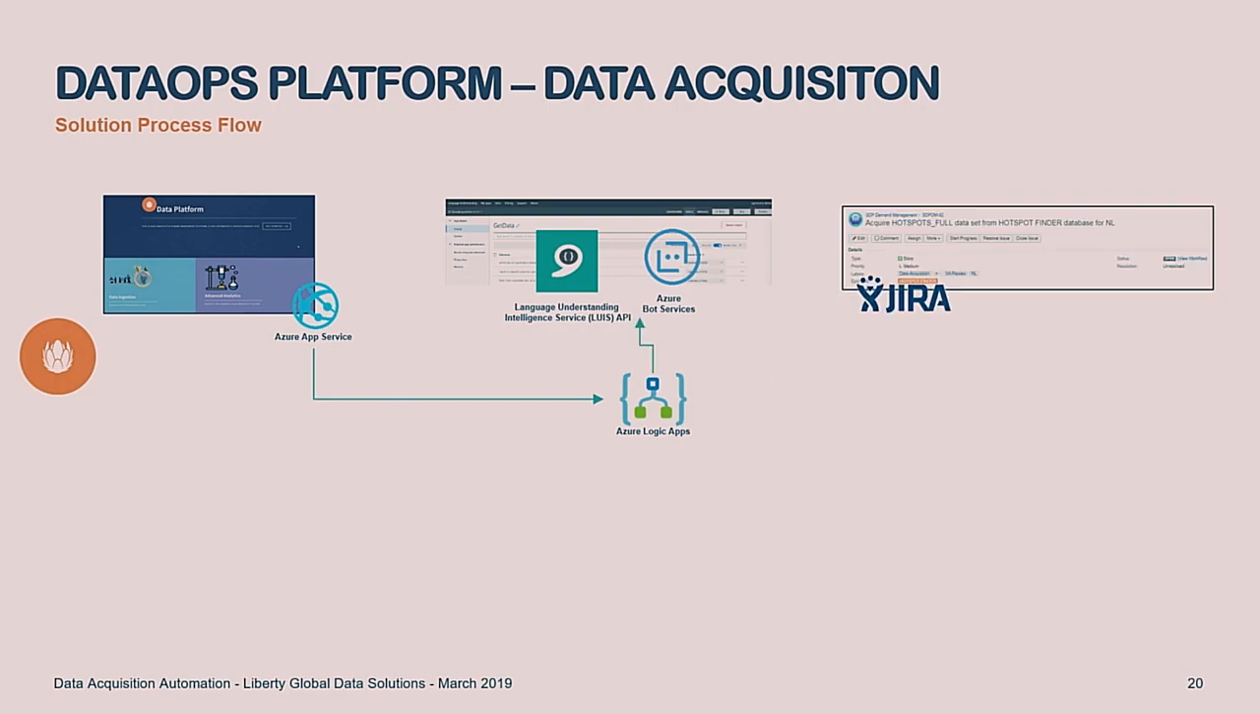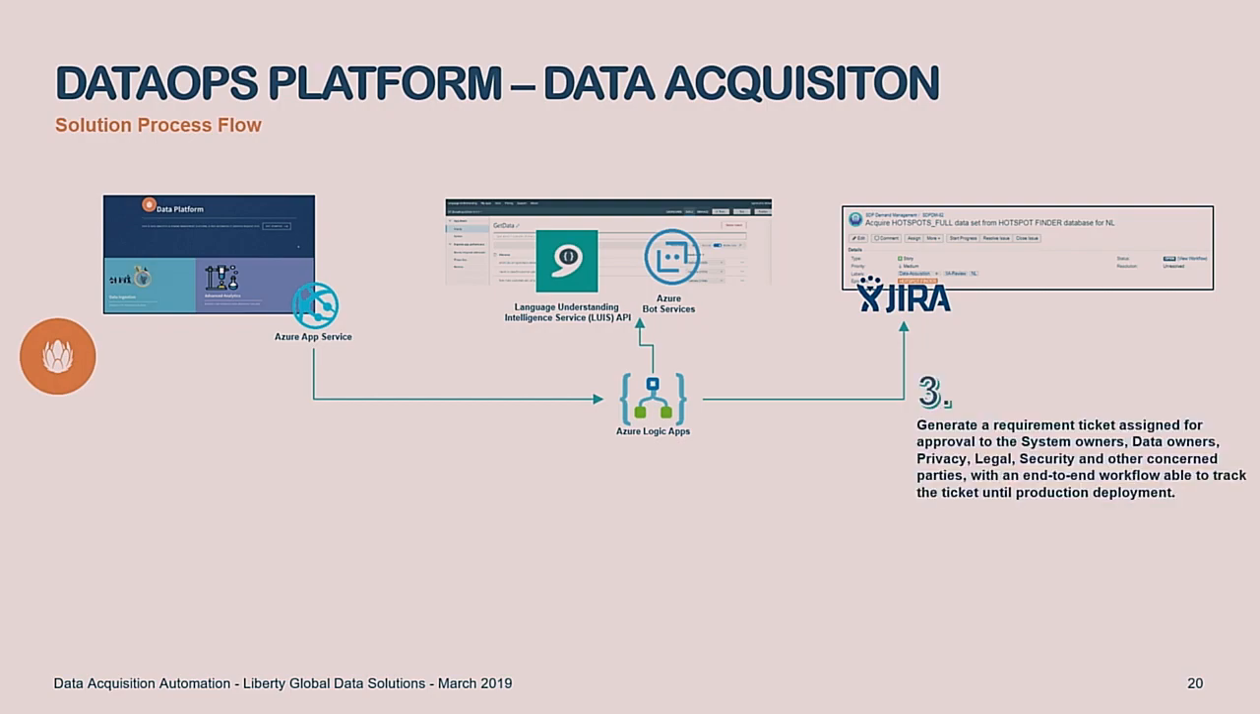Then the Logic Apps goes into Jira and logs the information there in a standardized format for each data set, basically. And then the different approval flows are generated automatically. In this case, system owners, data owners, privacy, etc. And then the data set acquisition is tracked from requirement till the production deployment in this specific ticket.